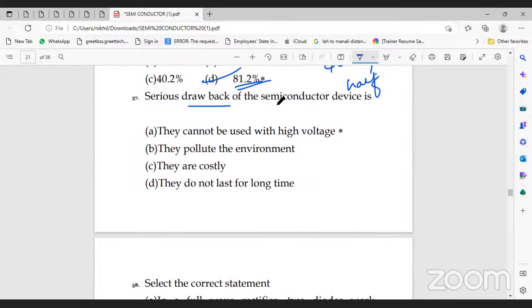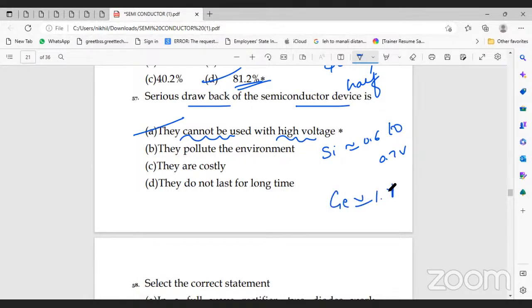What is the serious drawback of the semiconductor? Yes, it cannot withstand high voltage. Because you know that for germanium, the highest voltage it can withstand is 1.1 electron volt. For silicon, it is 0.6 or 0.7 volt. So silicon can withstand only up to 0.6 to 0.7 volt. For germanium, maximum is about 1.1 electron volt. So they cannot be used with high voltage for the semiconductor. So that is one of the major drawbacks.